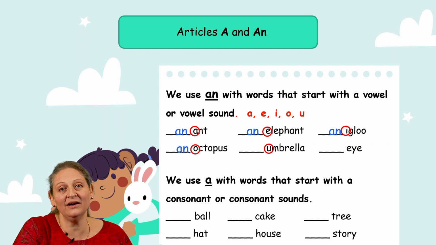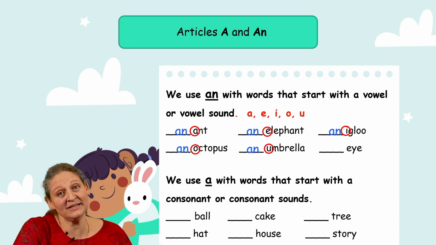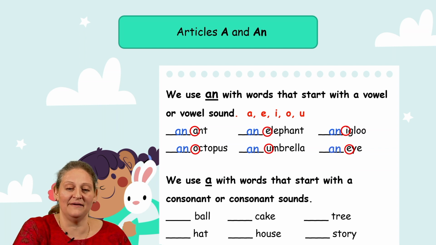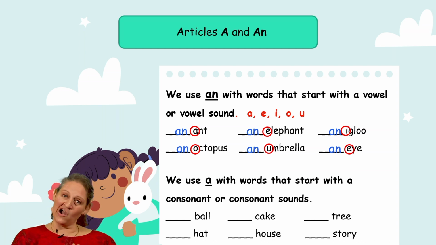What is the letter? U. Yes. So what do we write? An umbrella. Very good. You're so smart. What is the next word? Eye. Circle the first letter. What is it? E. So what do we write? An eye. Very good.